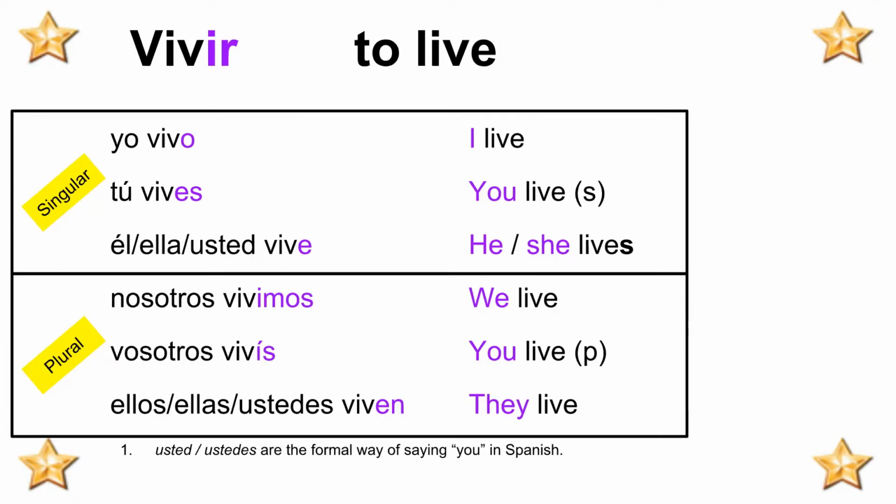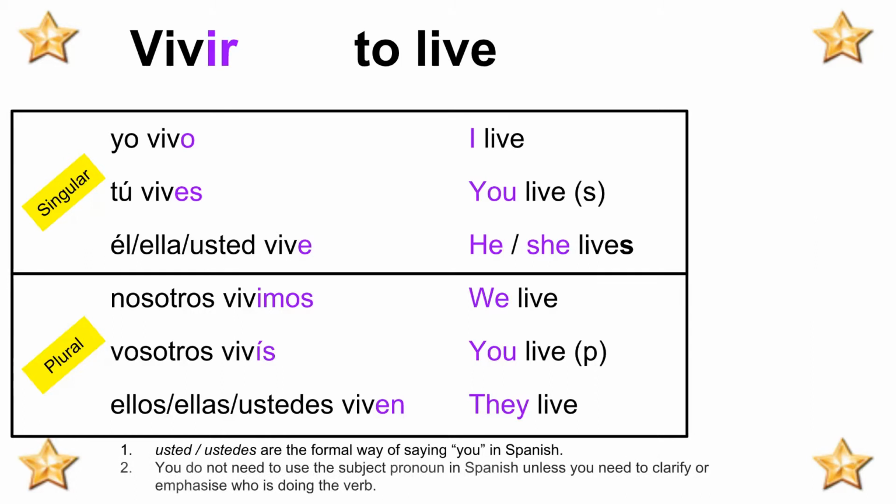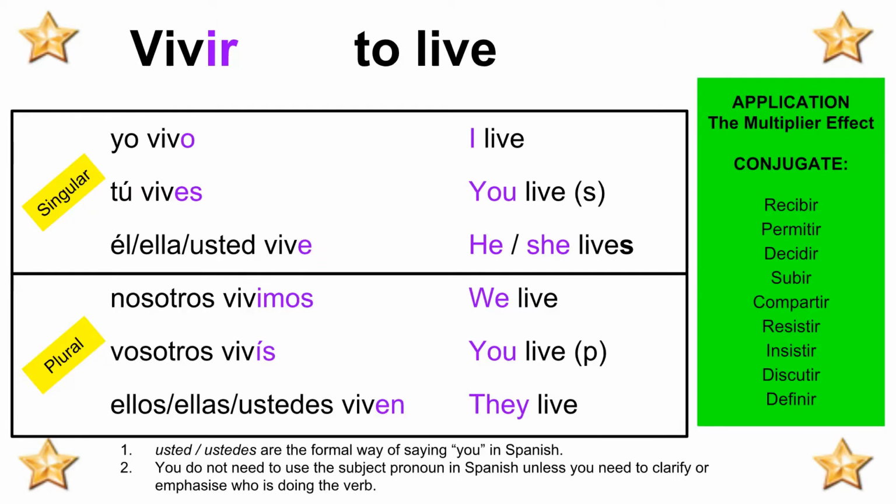This is really useful to remember. Note also you do not need to use the subject pronoun in Spanish all the time unless you need to clarify or emphasize who is doing the verb. Later on, we'll look at the application of this knowledge in the multiplier effect, where you're going to conjugate up to 9 other verbs by following this same pattern. More on that in a bit.